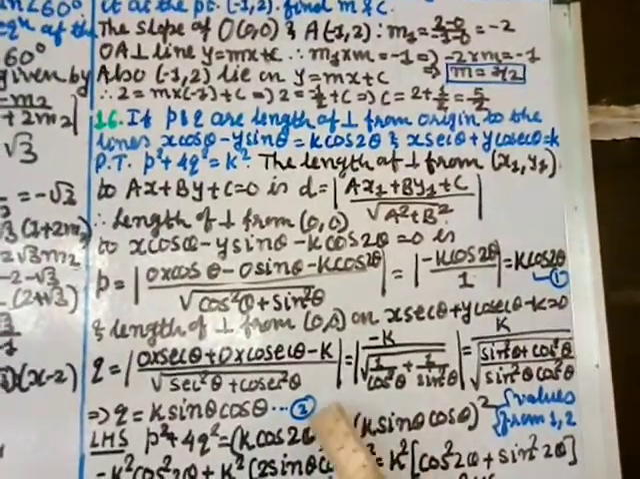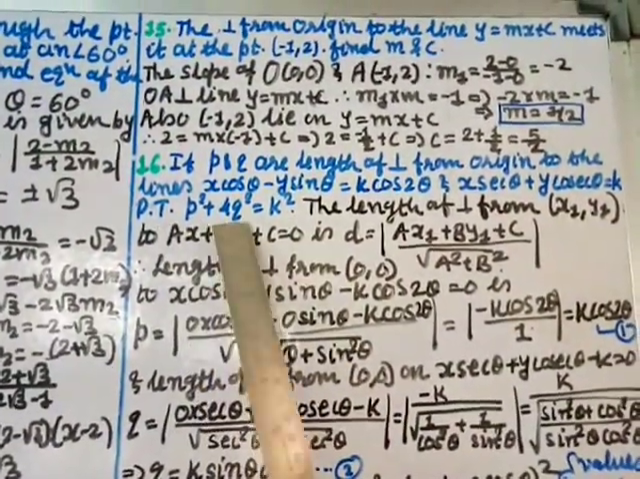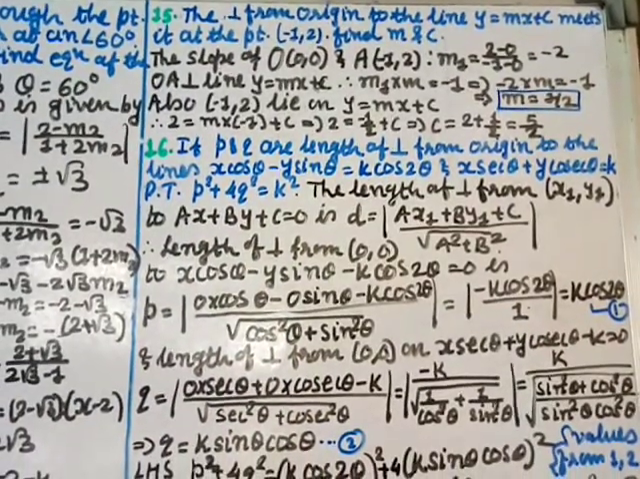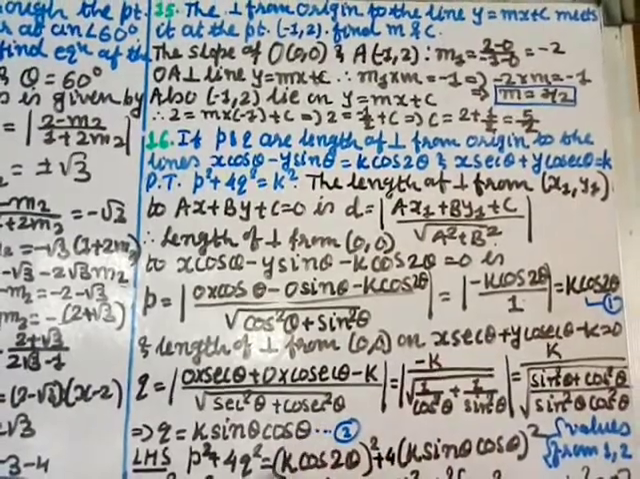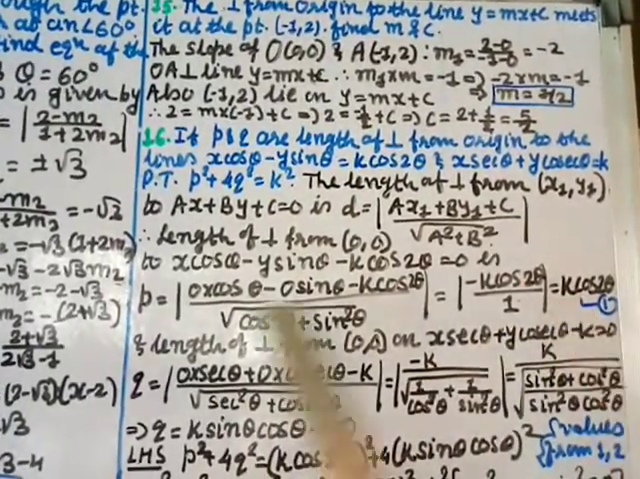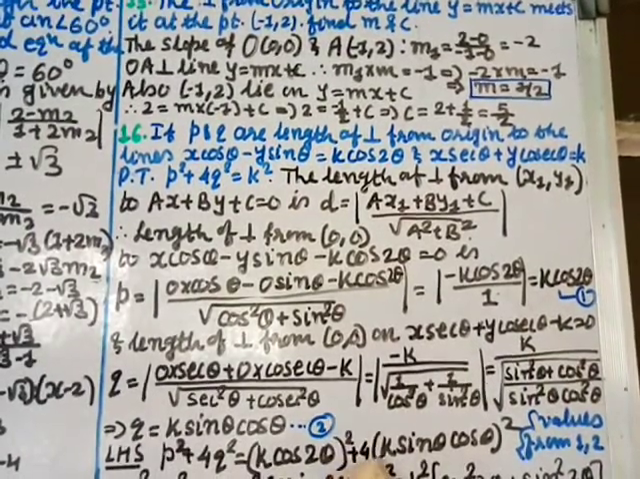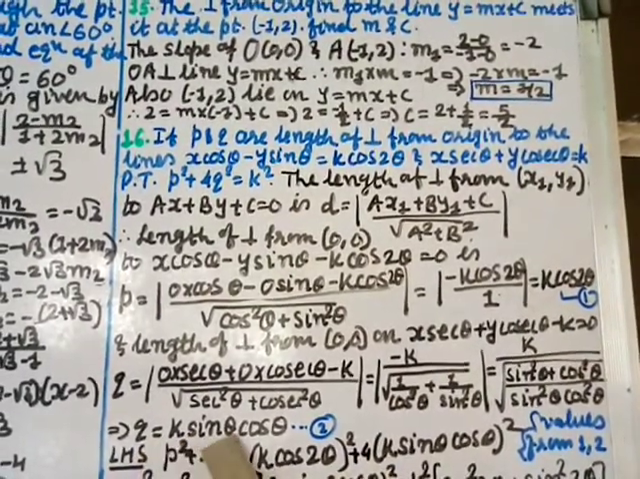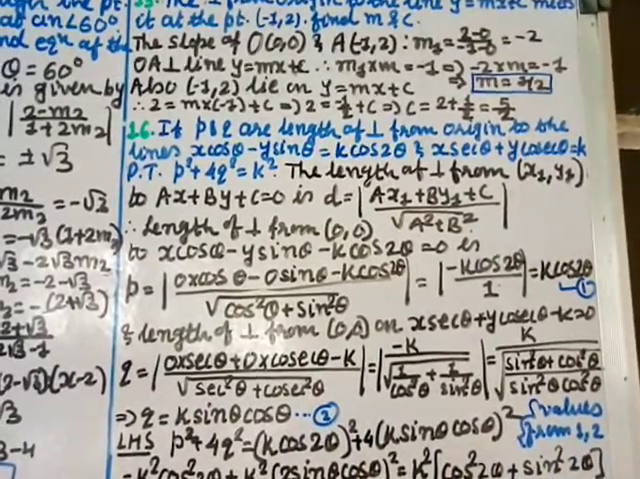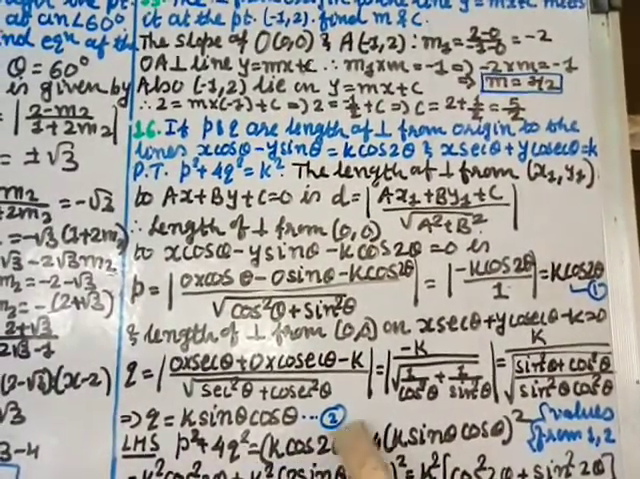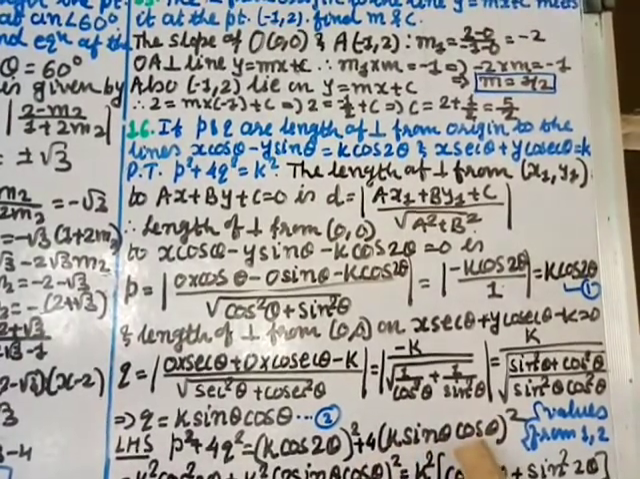So you have got 1 and 2. Now take your left hand side, what you have to prove. Take left hand side, p square plus 4q square, put the value of p and q from 1 and 2. So p value from here is k cos 2 theta whole square, plus 4 times q value from here, k sin theta cos theta whole square. Now I am putting the value of 1 and 2, right? So here k square cos square 2 theta plus 4 into k square into sin square theta cos square theta.